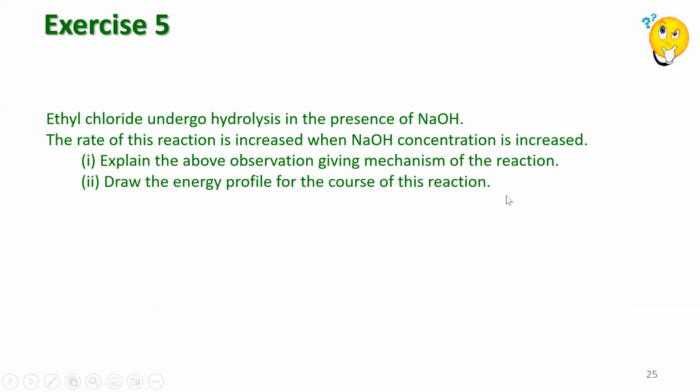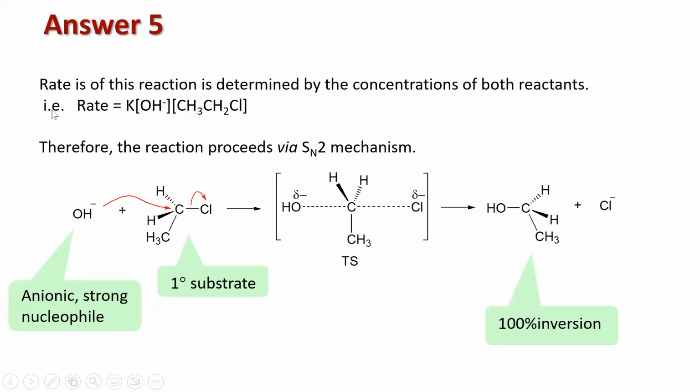Second, draw the energy profile that you can write. Energy profile for an SN2 reaction. You know how to draw it, where to indicate the reactants, the transition state is this one, and the product is this, a single curve like this, right?